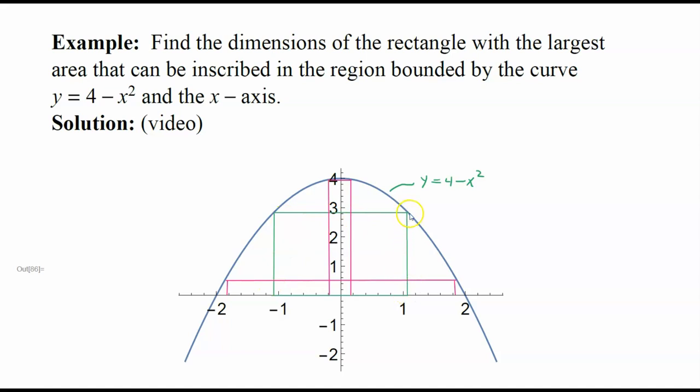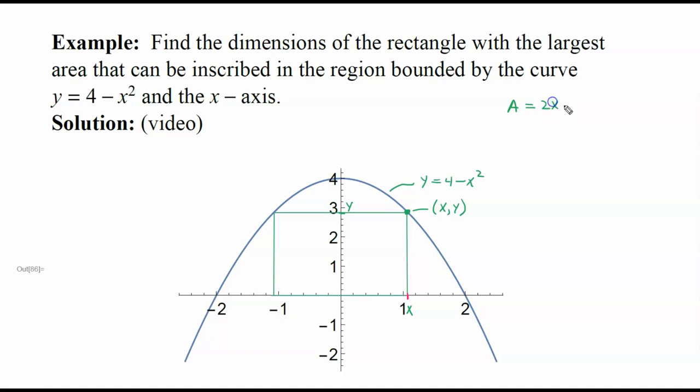You can see here it looks like the green rectangle, this one, has a larger area than the other two that we drew. So what we'll do is this. First of all, we draw a picture and label variables. So let's say that this point right here is x on the x-axis, and this point right here will be y on the y-axis. In other words, that point right there that's on the graph is the point x comma y. And x and y satisfy this equation. Keep that in mind.